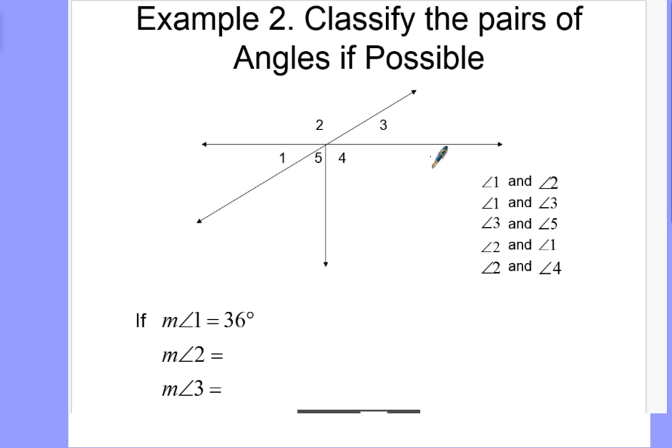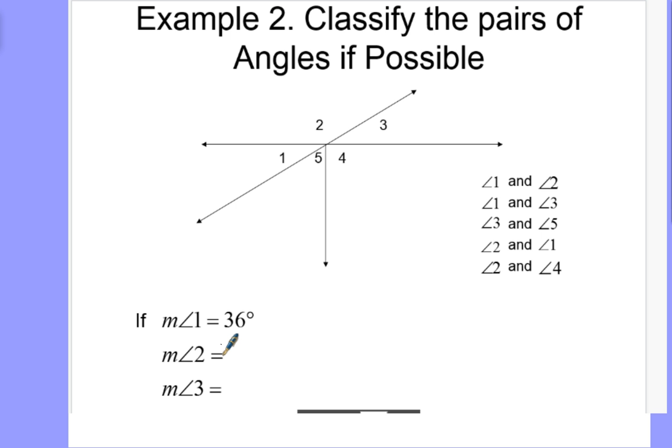Let's take a look at angle 2 and angle 4. So 2 and 4 right here. Again, tempting to call them vertical, but it's not the same two lines that are creating the crossing angles. So 2 and 4 really have no relationship either. What about a couple scenarios here?